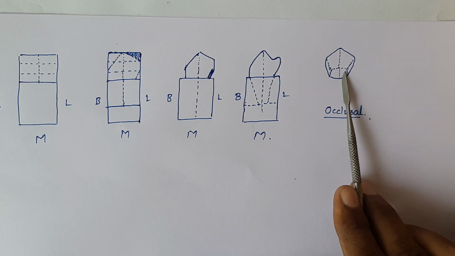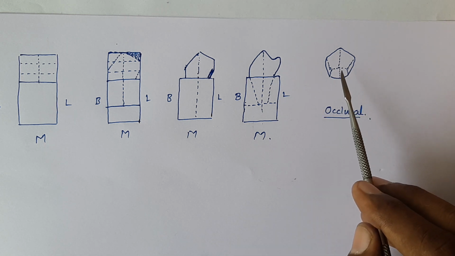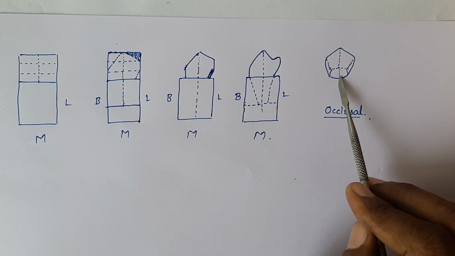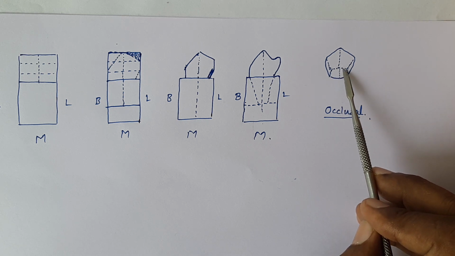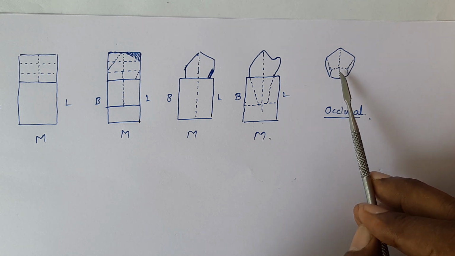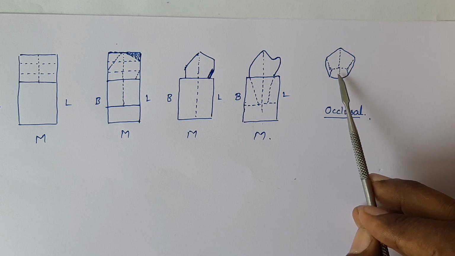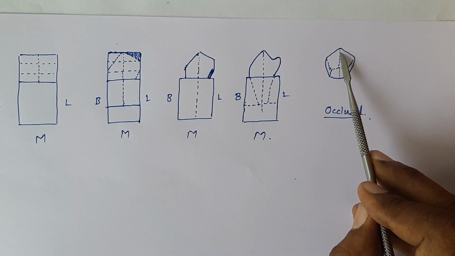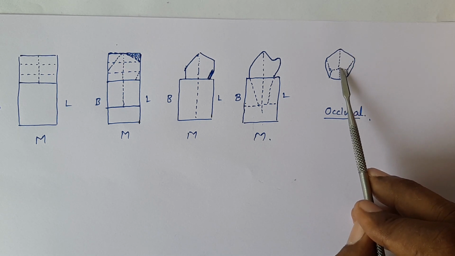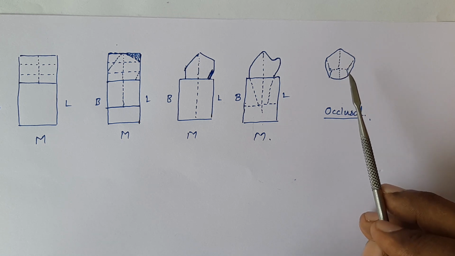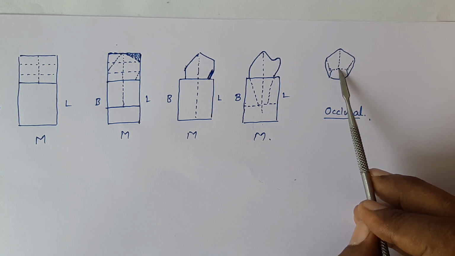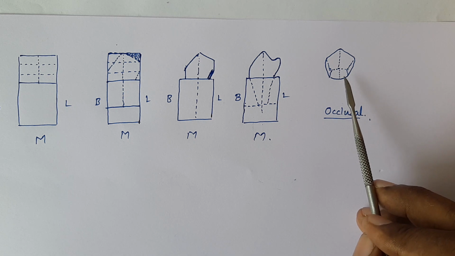And the occlusal table, yes, it's similar to the maxillary tooth, only two cusps. The midline or the central groove is placed more towards the lingual aspect. That is why you feel that the buccal cusp is the biggest cusp and the lingual cusp is the smallest, because the central groove is also tilted a little towards the lingual aspect.